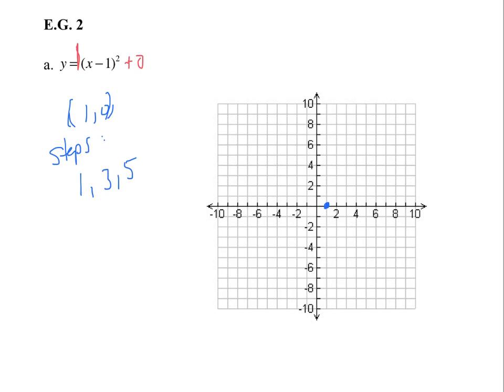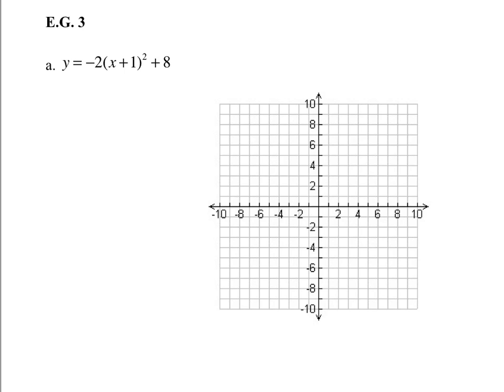So from the vertex, I'm going to go over right 1, up 1, right 1, up 1, 2, 3, right 1, up 1, 2, 3, 4, 5. And then that's going to copy or be symmetric on the other side of the vertex. And you can count those individually again if you want, or just remember that it's got symmetry on both sides. And there's the graph for the vertex form.